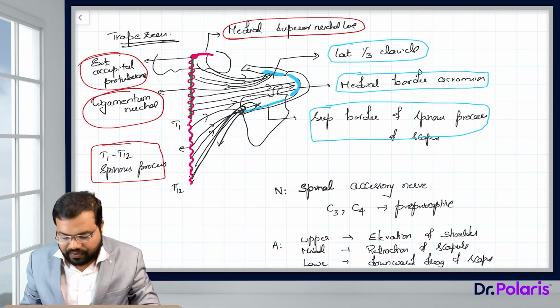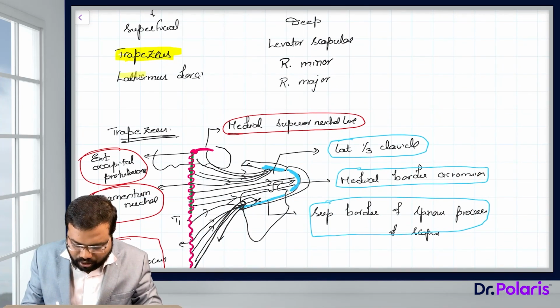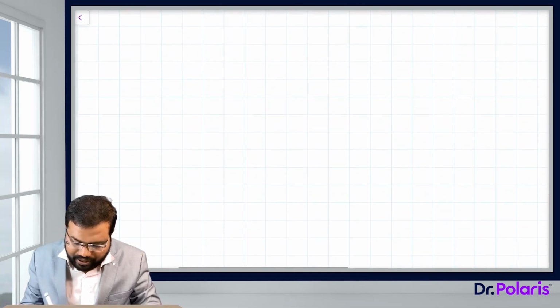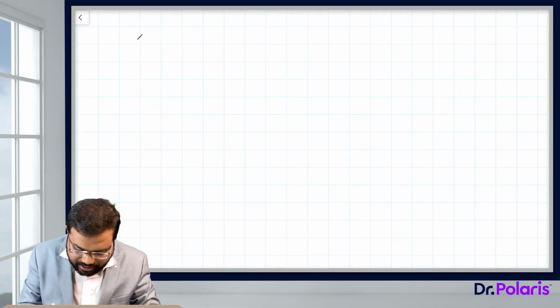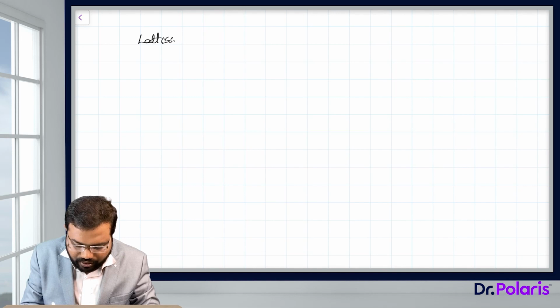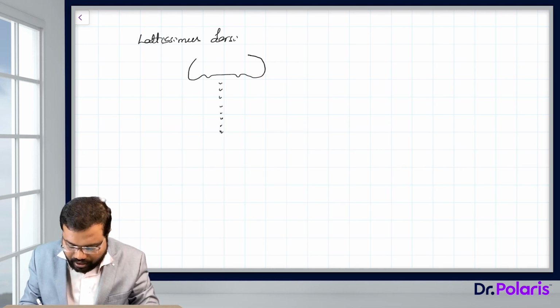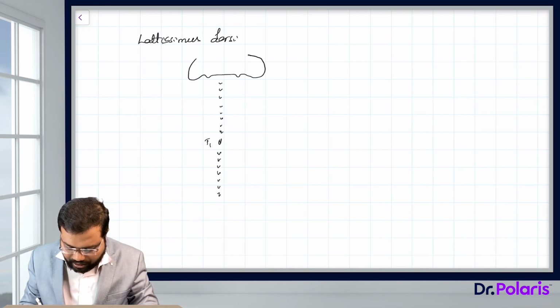The next major muscle in the superficial compartment itself is the latissimus dorsi. Where is this latissimus dorsi? Again, let's draw it. Let's draw the base of the skull in the posterior view, and these are all the cervical vertebrae, and here, let's imagine, T1 vertebra starts and ends at T12, and this is the lumbar.